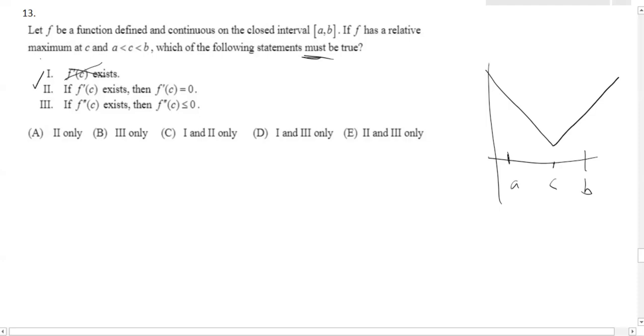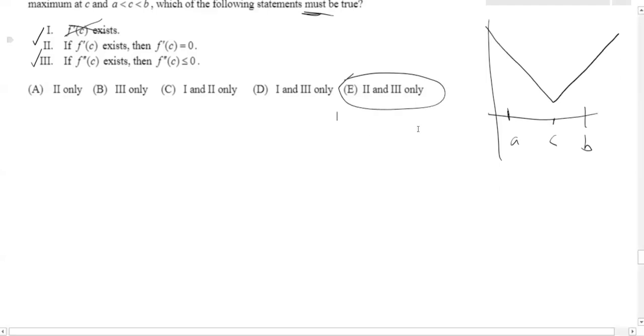Okay. And then if the second derivative exists and you're at a relative max, the graph must be concave down at that point, meaning the second derivative has to be less than or equal to zero. Okay, so it's choices 2 and 3 only. So that would be choice E for this one.